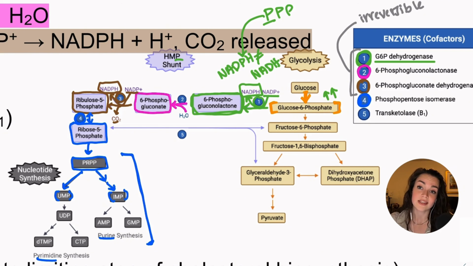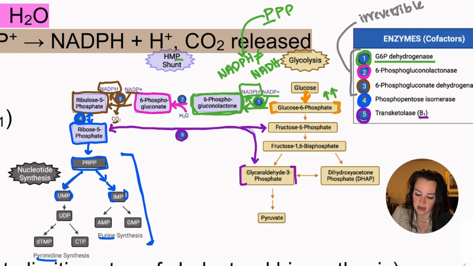And if we're not using that ribose 5-phosphate for nucleotide synthesis, we can use enzyme 5 here called transketolase that has a vitamin B1 cofactor. We can use that to facilitate the reversible reaction that breaks ribose 5-phosphate into fructose 6-phosphate and glyceraldehyde 3-phosphate, and both of those are glycolysis intermediates.